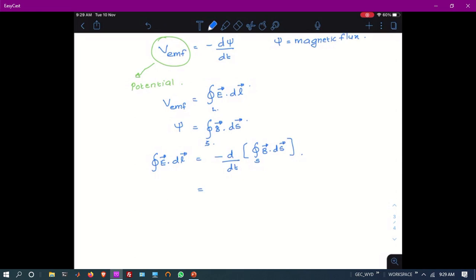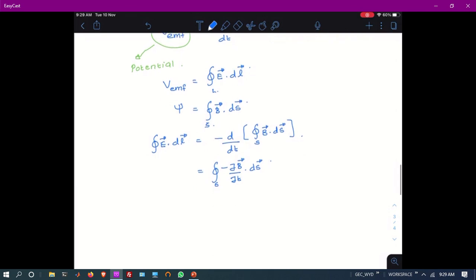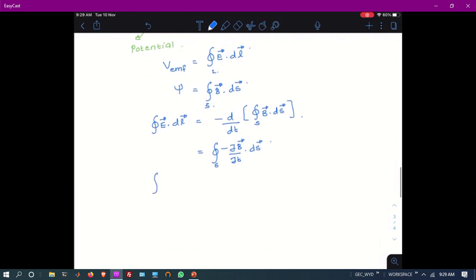Okay, so now if you take the differential inside, you will get the surface integral of minus dou B by dou t dot ds. So you are having a partial differentiation because the magnetic flux density can be a function of any position, for example x, y, z, and also a function of time. But we are differentiating only with respect to time. Fine. So finally, my equation will be E dot dl is equal to the surface integral of minus dou B by dou t dot ds.